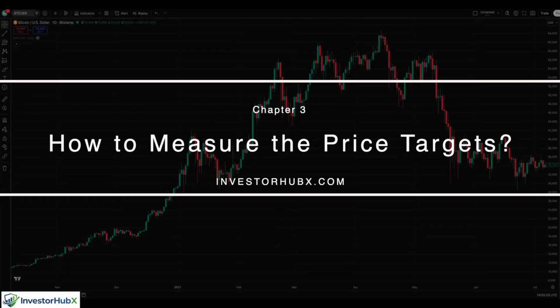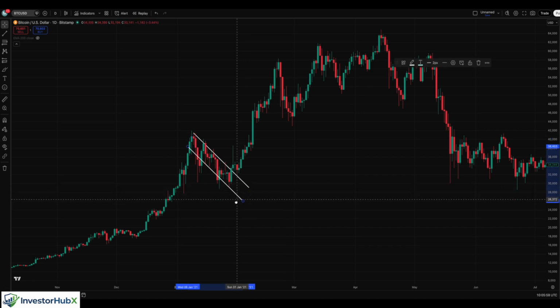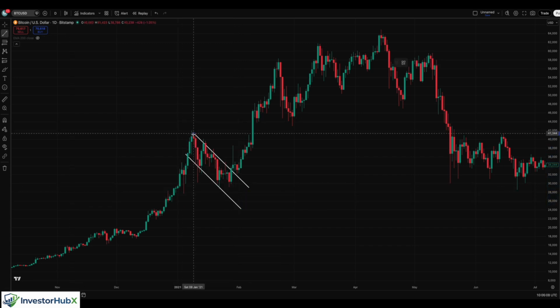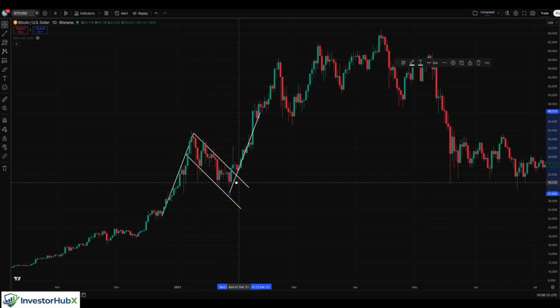You may be wondering, how do we find the price target of a bull flag or a bear flag? It's actually quite simple. Let's use a bull flag as an example. First, identify the flag structure by drawing a parallel channel, connecting the lower highs and lower lows. Next, measure the flagpole, which is the strong upward move before the consolidation. Once you have that, we project the move forward. Take the length of the flagpole and duplicate it from the breakout point of the flag. This gives us a projected price target.